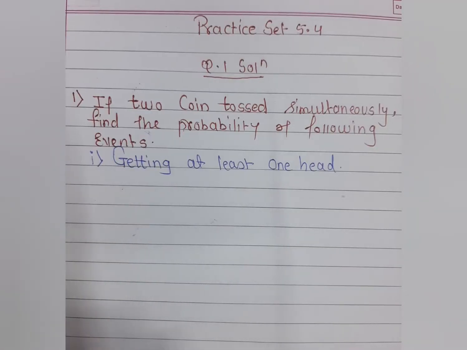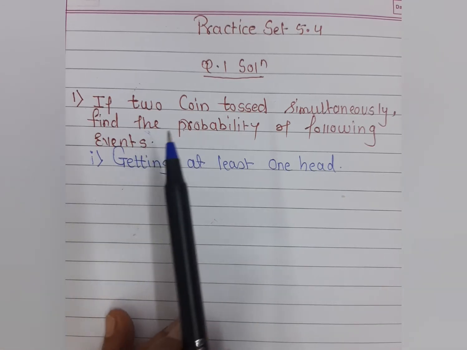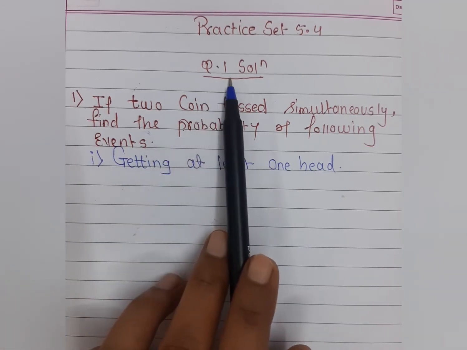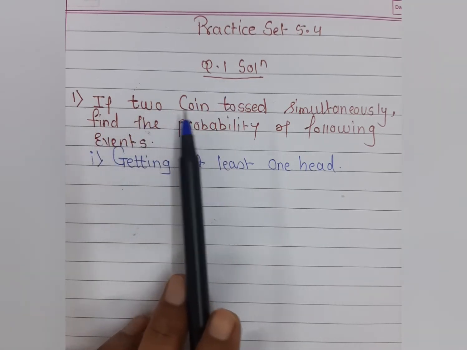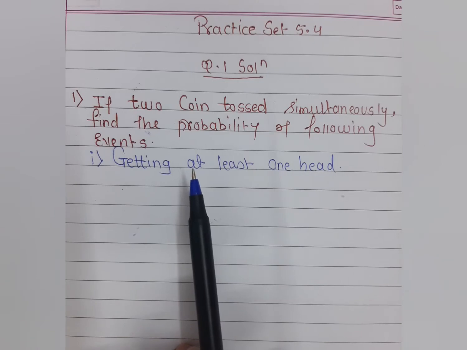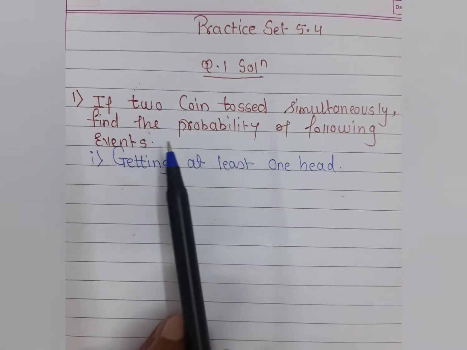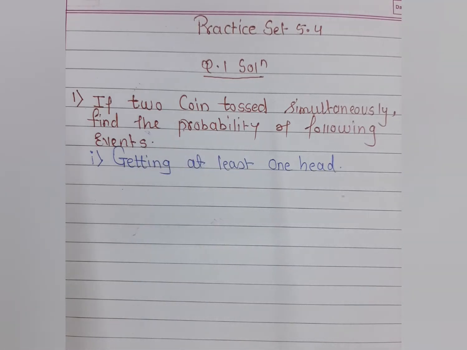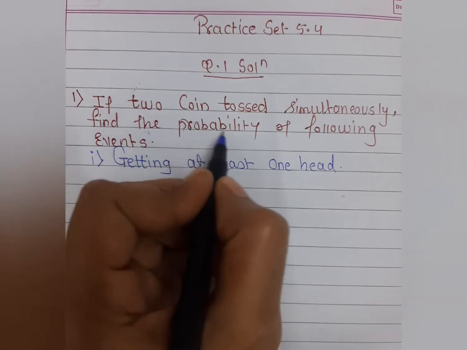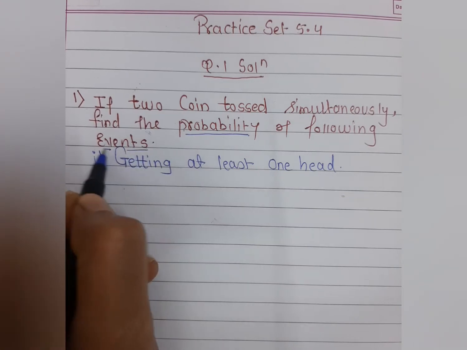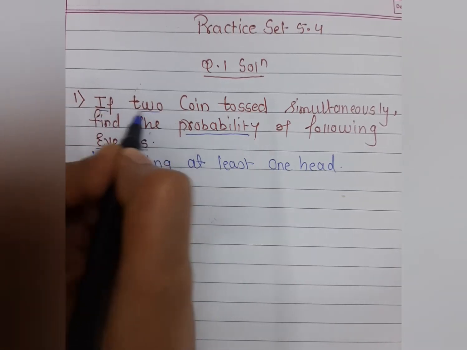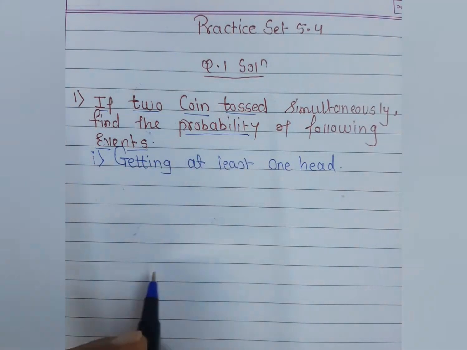Welcome back students. Let us understand practice set 5.4. So in this set students, let us understand question number 1. Question number 1 is, if two coins are tossed simultaneously, find the probability of the events. So here students, we have to find out the probability of the events, and here we have the condition, two coins tossed simultaneously.